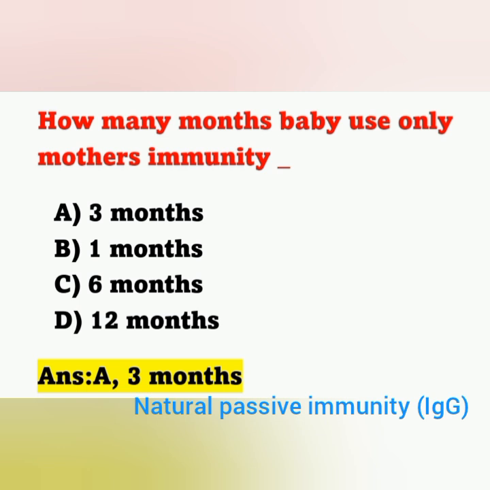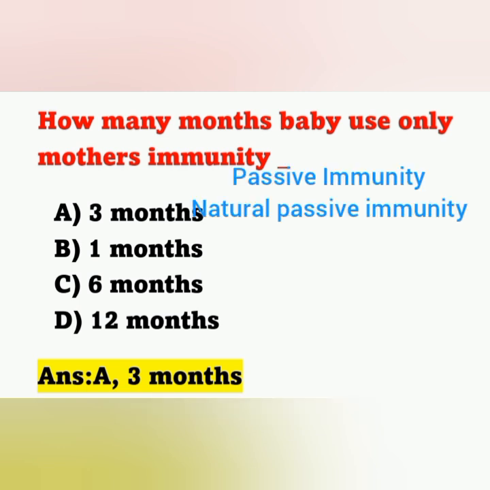In the first 3 months of life, the infants can use natural passive immunity. Natural passive immunity means the immunity which is transferred from the mother's body to the fetus. Okay, that can be used by the infant or the baby for the first 3 months. Then after that, the baby starts to form its own antibodies.